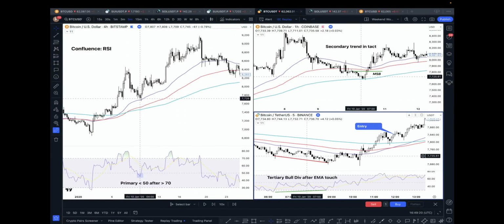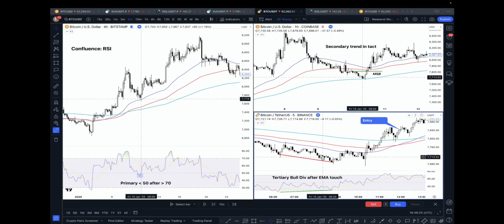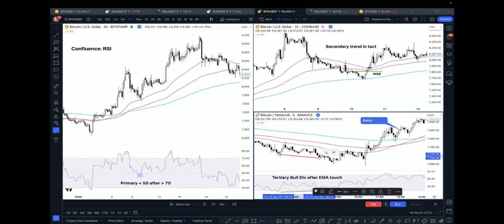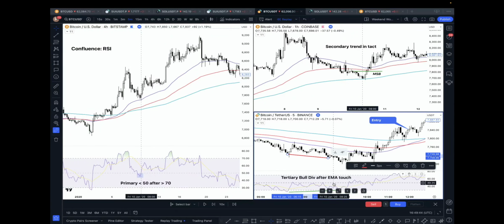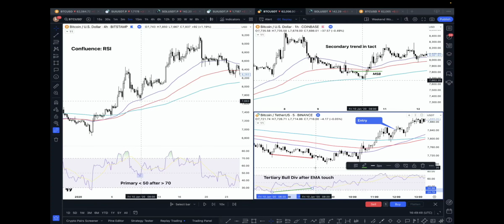So you have your bull div, and then you have to find an entry. Just like volume, just like any divergence, the divergence tells you that there could or should be a reversal. It doesn't tell you to buy right away, because you can't just buy on that very next candle open, because it could easily go lower. The bull div itself, as you can see here, was also developing here. This was also a bull div. Price went lower, RSI made a higher low.